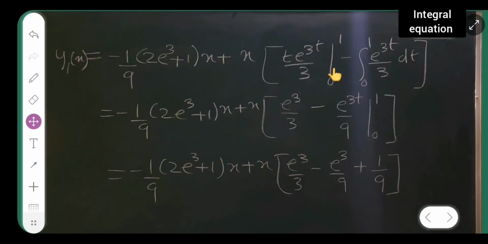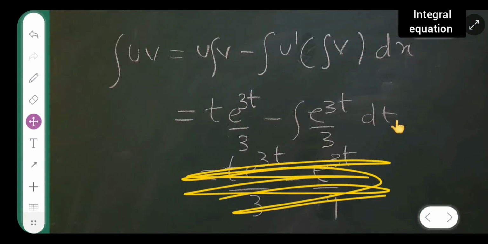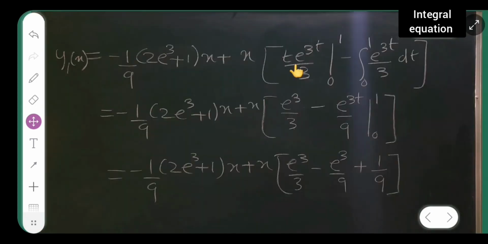Then what I have done is, I will be doing the upper limit minus the lower limit for this one first. Now y1 of x is equal to minus 1 upon 9 into (2e raised to power of 3 plus 1) into x plus x. And this is my bracket you all have to put, and first I will be doing this for the upper limit minus the lower limit.